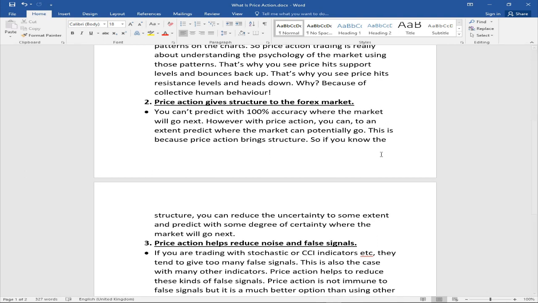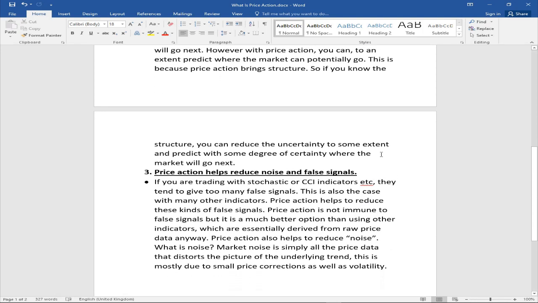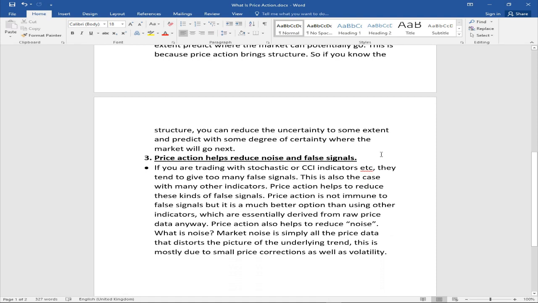Okay, guys, this is because price action brings structure to the market. So the structure you see, the way price moves is price action itself. Okay, guys, so every time you see chart patterns, you just know that that's price action. Those chart patterns were formed by collective human behavior. Okay, guys, price action is all about collective human behavior, how human beings react to what's happening in the current market. Okay, guys, so it says if you know the structure, you can reduce the uncertainty to some extent. So if you already know the structure you're looking at, you already know what might happen after the structure is presented to you, guys. So this gives you some degree of certainty to where the market will go next. Okay, guys, I hope you understand that.